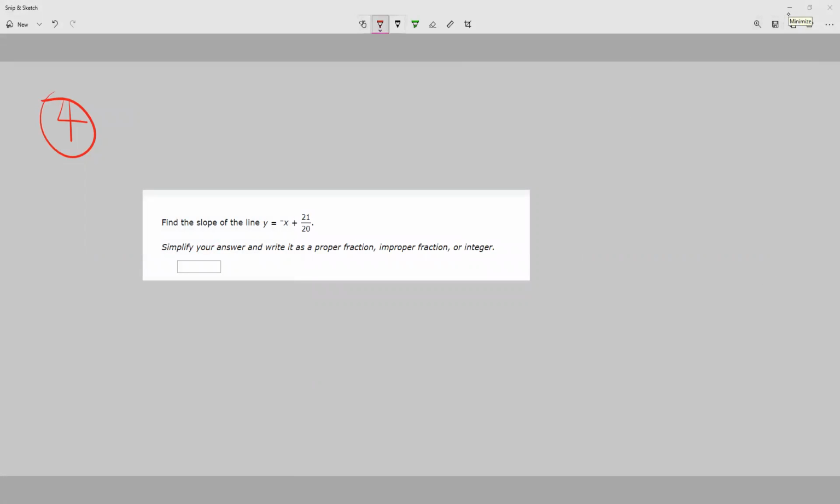This one says find the slope. And again, I chose this one because if you look in front of x, there doesn't seem to be anything. There's just x. It's a negative sign with x, right? And remember, there's always an invisible 1. So really, this is saying negative 1x plus 21 over 20. So my slope is the number in front, which is invisible because it's a 1 times x, which doesn't change it. So my slope is a negative 1.